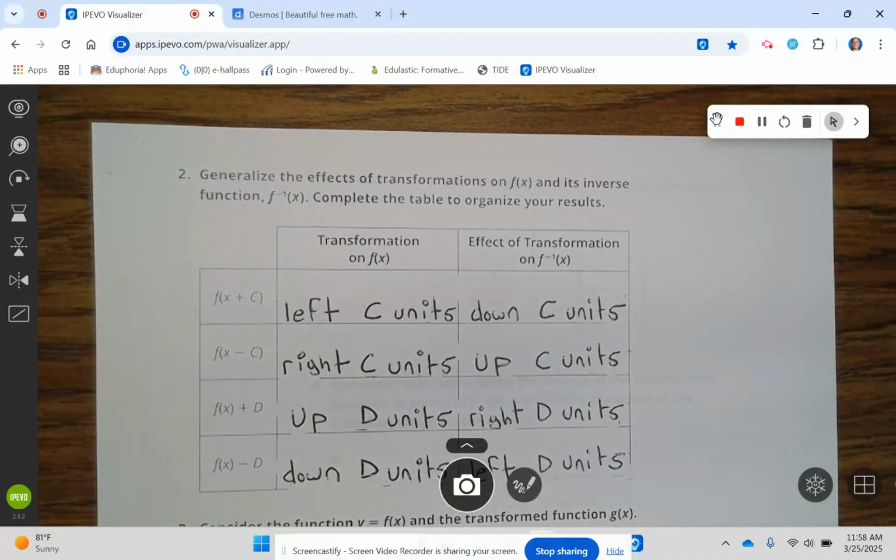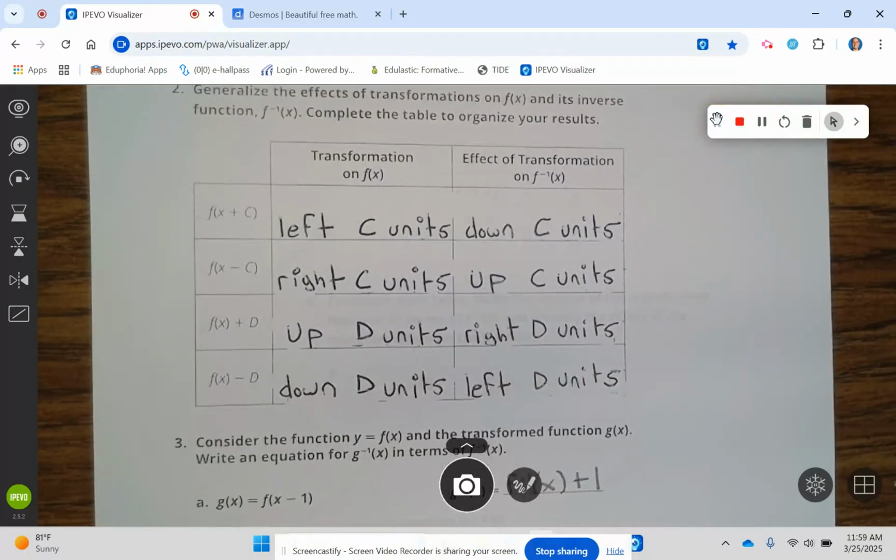2. Generalize the effects of the transformations on f of x and its inverse function, f inverse of x. Complete the table to organize your results. Go ahead and read and complete the table. All right.